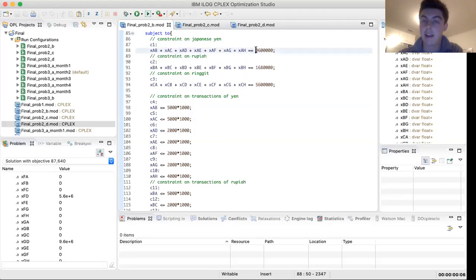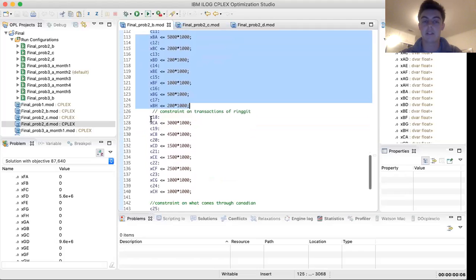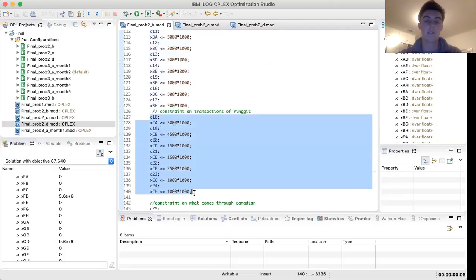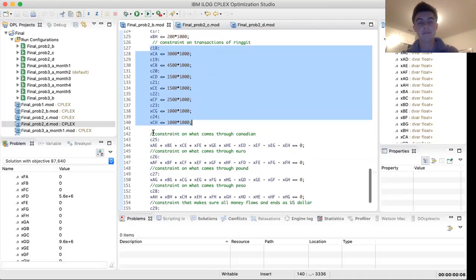So as mentioned, we had $9.6 million worth of yen. You can't just do one simple transaction straight to US dollars because there are transaction limits. Again, there are transaction limits for rupiah. You can see all these constraints here. And there are transaction limits for ringgits. You can see all these constraints here. They're very similar to the constraint for yen, so I won't dive into too much about them. They're just different numbers depending on which currency exchange.